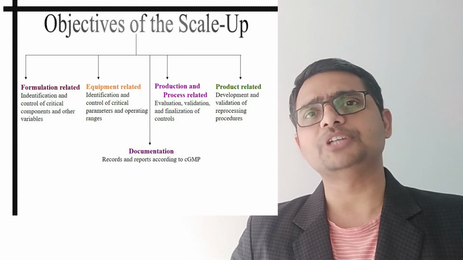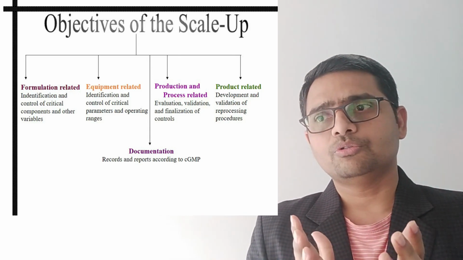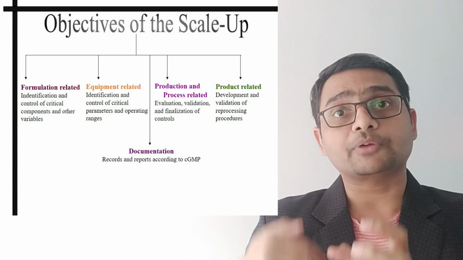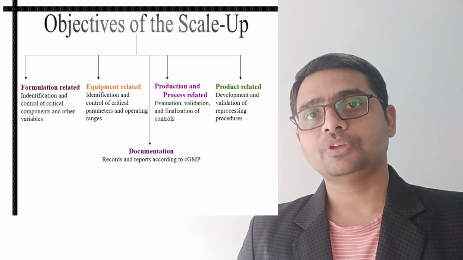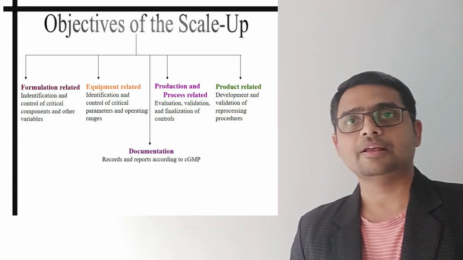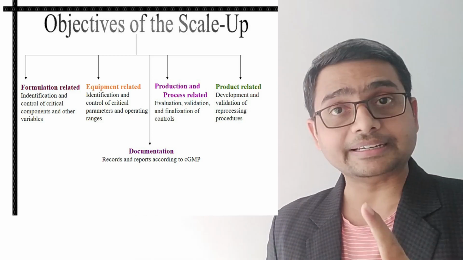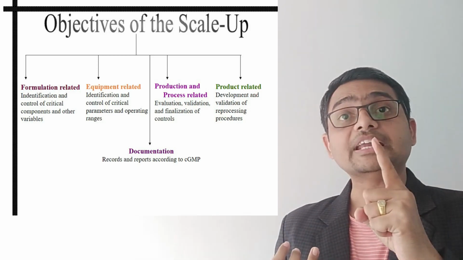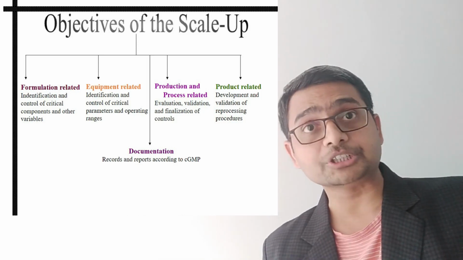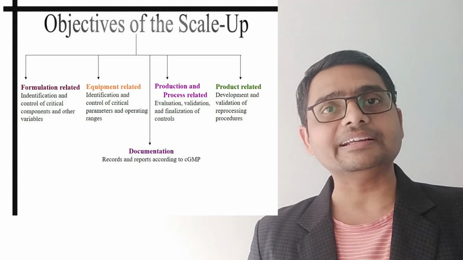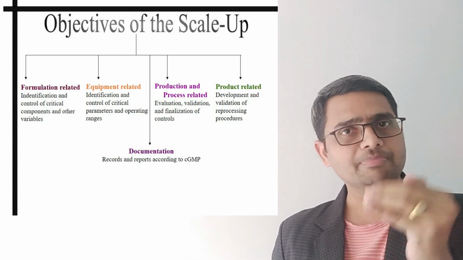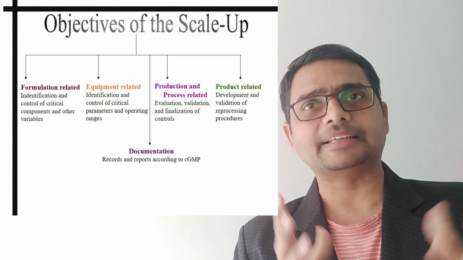What are the different objectives? How do we have to perform, and what is the moral of performing this kind of scale up technique? I have divided them into 5 different types. You can see on the screen. First one, formulation related. Second, equipment related. Third, documentation. Fourth, production and process related. And finally, product related components. So one by one, I can tell you simple examples.